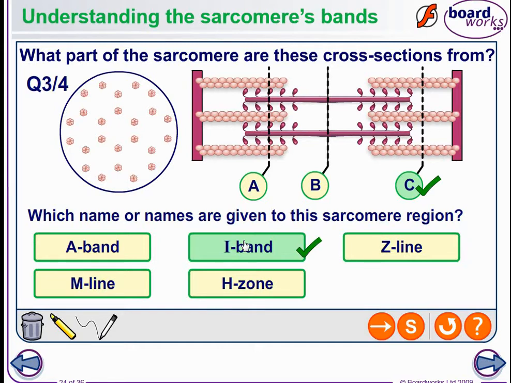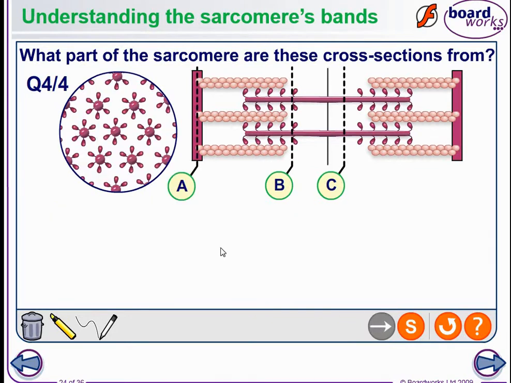What else is it after on this one? That's it, I think, isn't it? Yep. And then number 4, we've got the myosin with the little heads on it, so hopefully we're going for C.